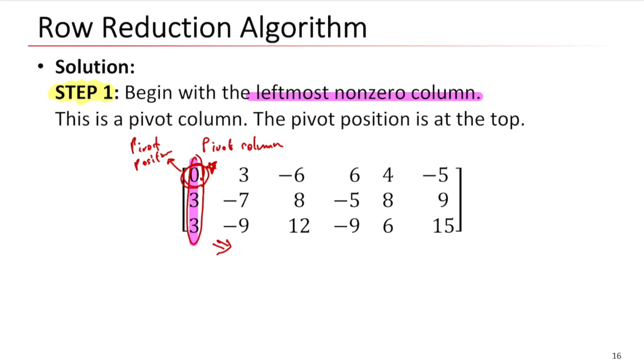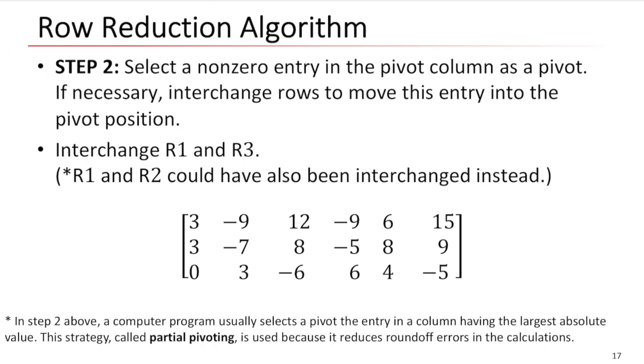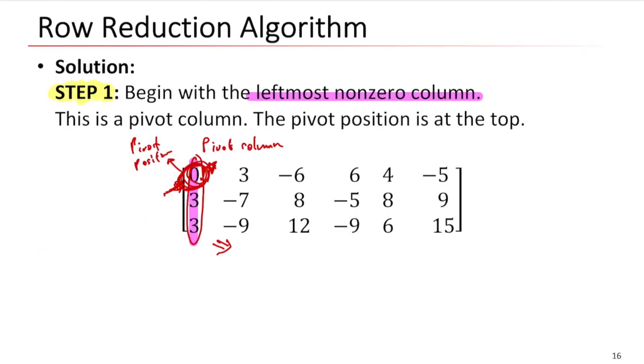Okay, so we want to make this position a pivot position, but as you can see here, this is 0, right? If you remember what the pivot position is, it should be a non-zero value, right? But in this case it's a 0 value. Then how can we do that? How can we solve this problem? Okay, this is the second step. In the second step, we want to select a non-zero entry in the pivot column as a pivot, right? But in this case, it's not a non-zero value.